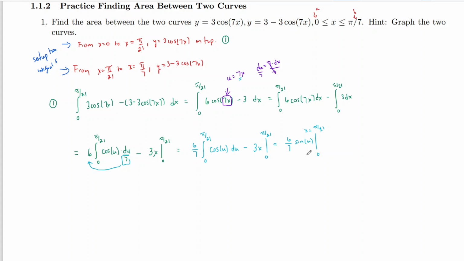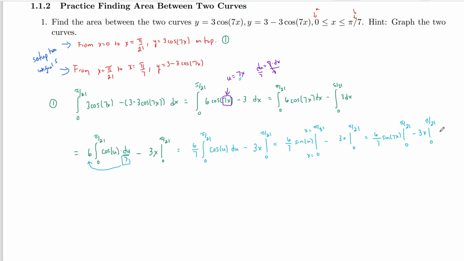Let's go ahead and just write x equals, just for clarity here, minus 3x from 0 to pi over 21. And now we plug back in what u is, which was 7x. We got 6 over 7 times sine of 7x. Now because it's x, I'm just going to not rewrite the x here and just write from 0 to pi over 21 minus 3x, 0 to pi over 21. But sort of the point here is that because you're going to plug in the same numbers, instead of thinking about doing it twice, you can just do it once.